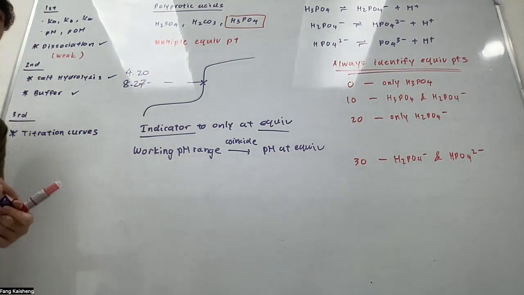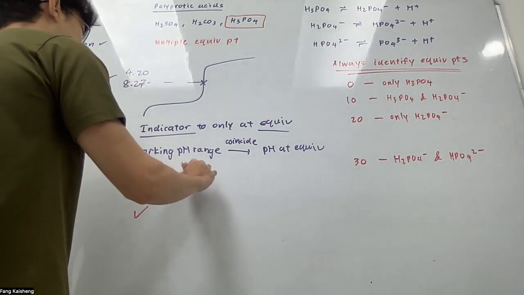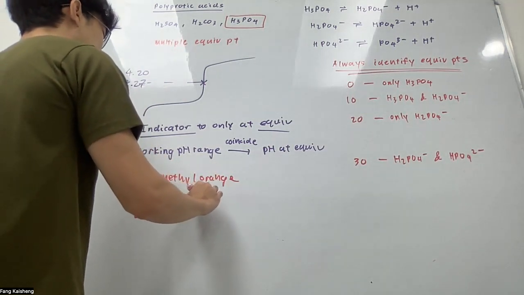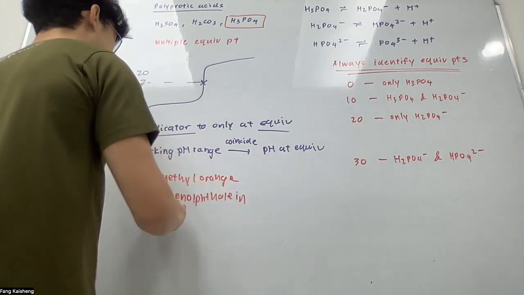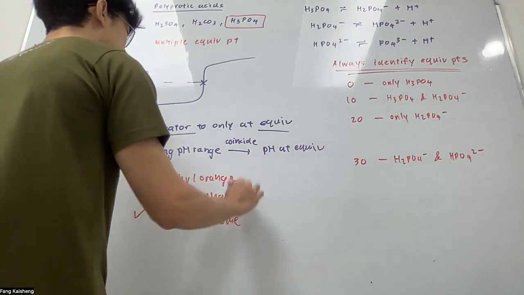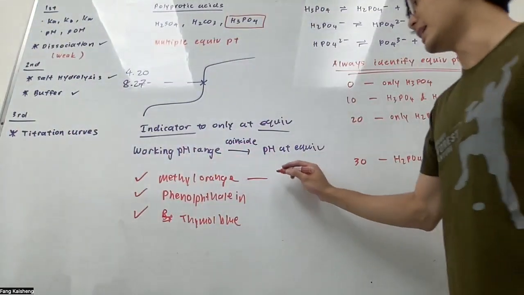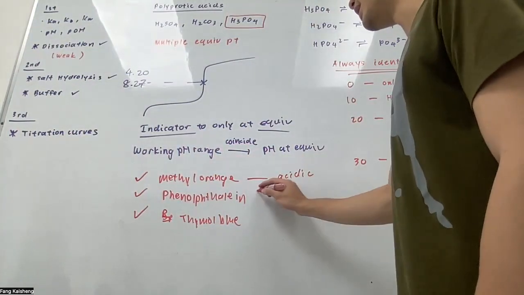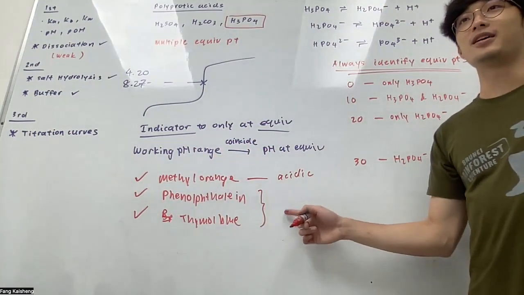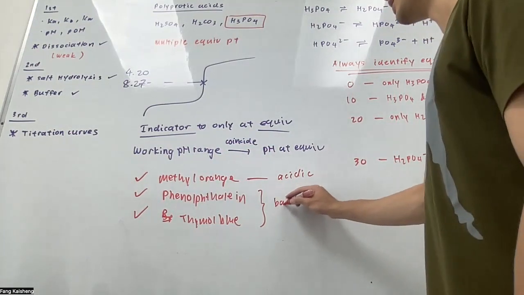Guys, I need you all to only take note of 3 indicators. Methyl orange, go and memorize the color change. Like phenolphthalein, memorize the color change also. Finally, thymol blue. Now notice, methyl orange is for what kind of equivalence points? Acidic equivalence points. How about phenolphthalein and thymol blue? I give you 2 options because some of you cannot spell the first one. Basic. It's for basic equivalence points.